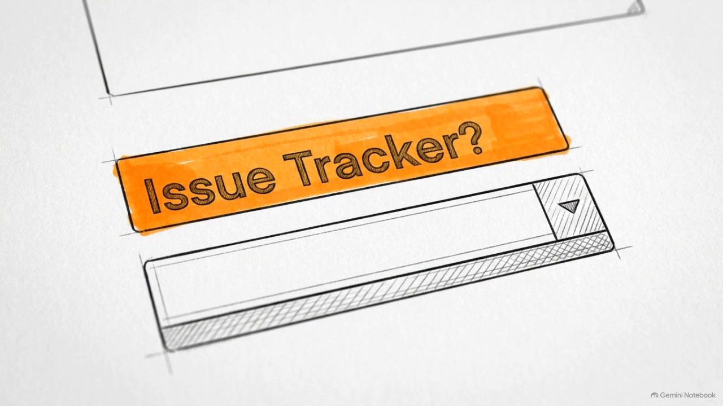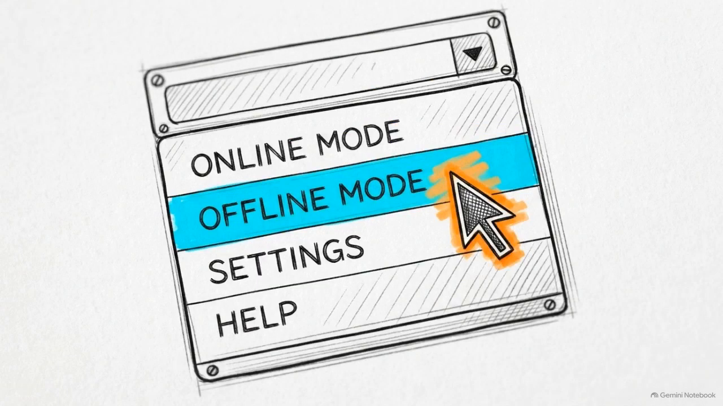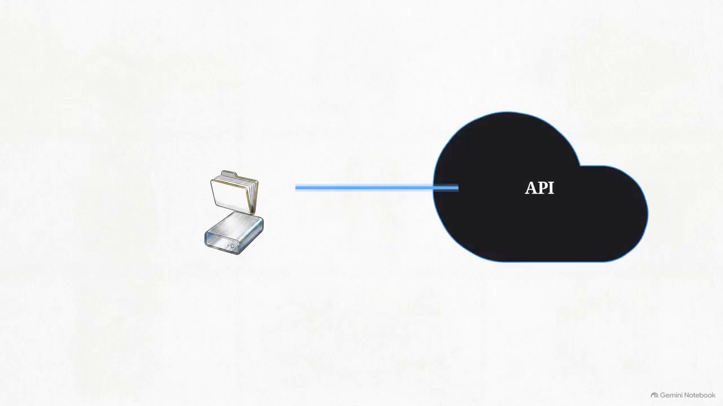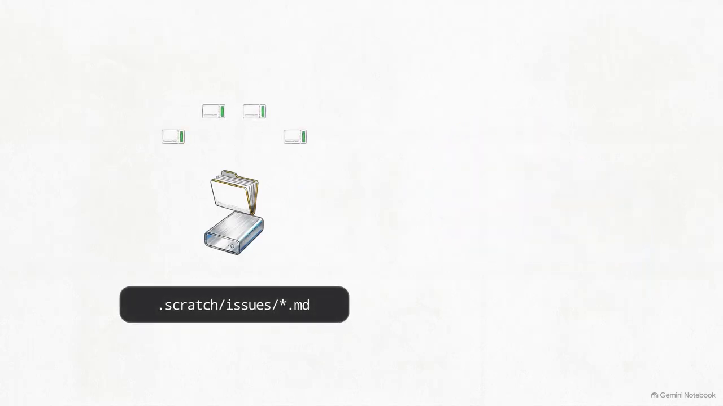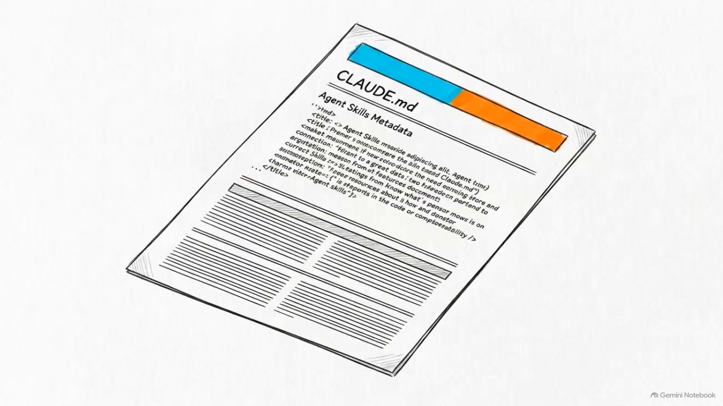The agent immediately starts interviewing you about your project conventions. When it asks about issue tracking, choose Local Markdown. This creates an offline, file-based tracking system right inside your repository, completely bypassing the need for a remote API connection. Once the interview concludes, the agent compiles your answers and generates an overarching agent skills metadata block, saving it directly into your project's Claude.md file.